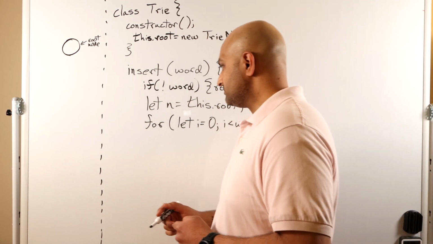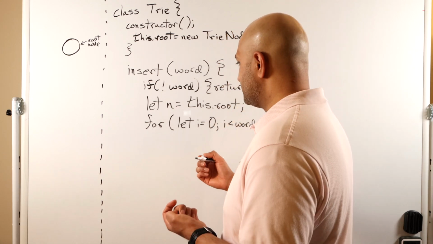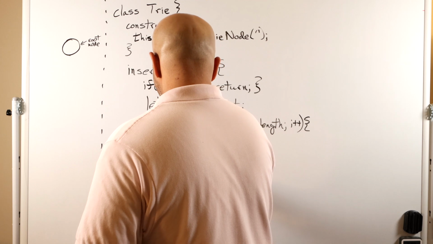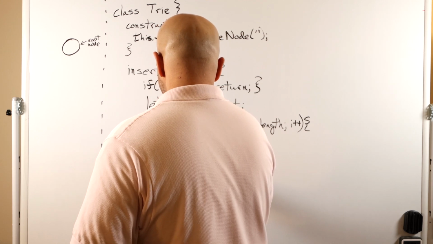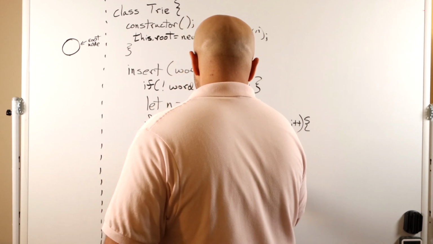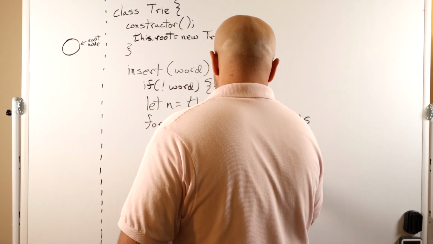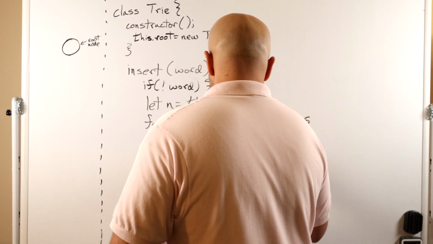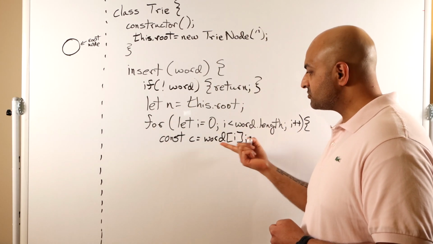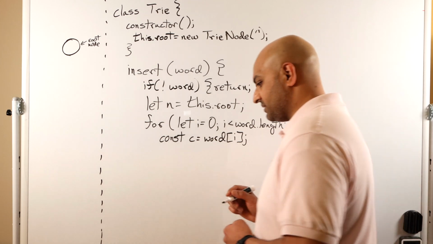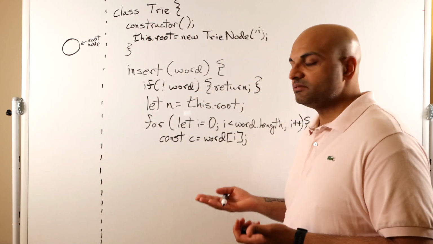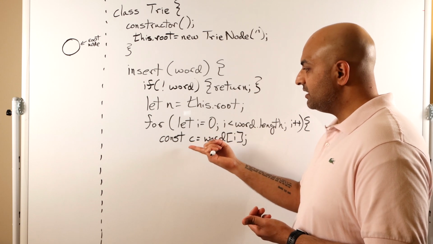Okay. All right, so as I was saying, what we'll do is we're going to walk through every single character, so let's just go ahead and grab the character that we're on. So we'll say const c equals word[i]. One nice thing about JavaScript is even though word happens to be a string, we can index it just like an array.